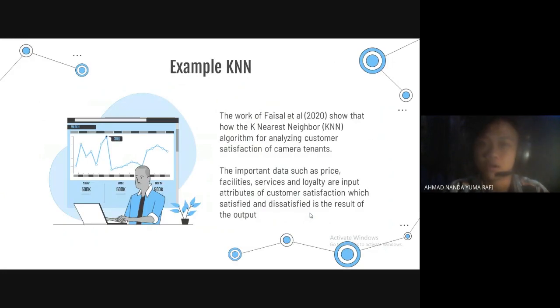And then the example of KNN. The work of Faisal et al., 2020, shows how the K-nearest neighbor or KNN algorithm is used for analyzing customer satisfaction of camera tenants. Important data such as price, facilities, services, and loyalty are input attributes of customer satisfaction, and satisfied and dissatisfied are the output. Firstly, they collect data from the customers using a questionnaire that includes several questions that will be inputted as main variables.